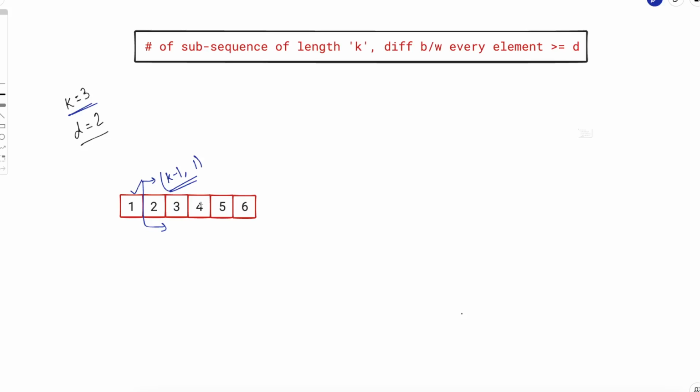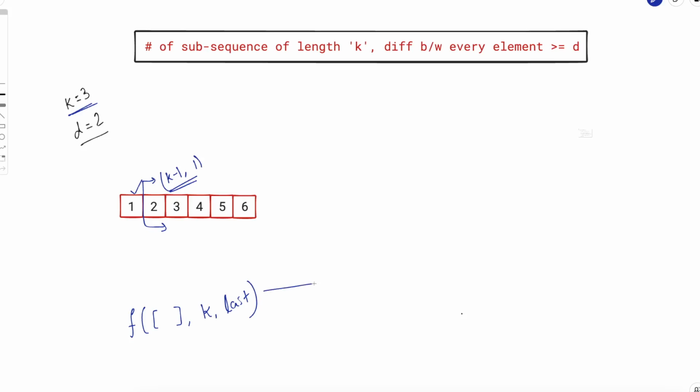Both of them are exactly the same problem as the original problem, so you can do recursion here as well. So let's write the recursive formula one last time. We have f of some array where we want to take only k elements, and we need to satisfy this condition, and to satisfy it we need access to the last element as well. So let's take that into account. This is our function which will return the number of sequences with length k and difference between every element greater than or equal to d.